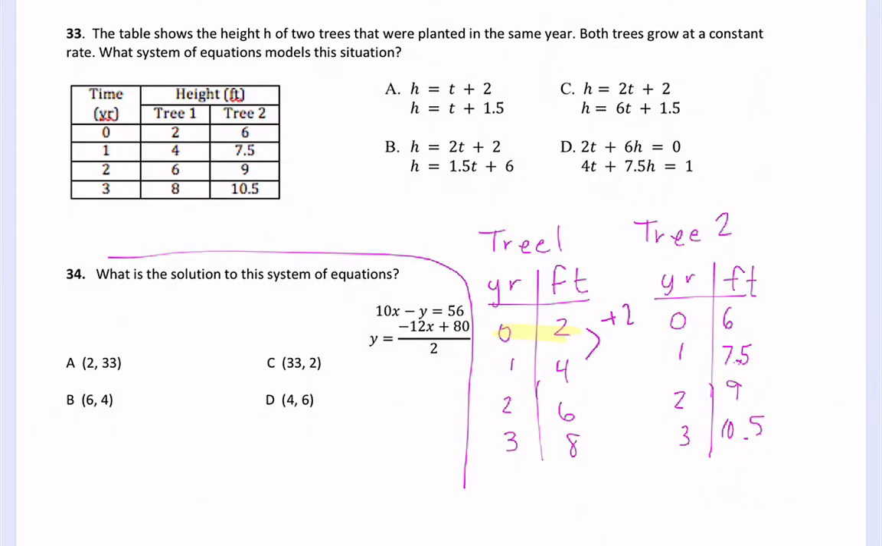All right, now let's look at tree 2. Let's find its y-intercept. So the y value when x is 0. So this tree started at 6 feet. Now I need to find its rate of change. At what rate is this tree growing? So I know each year it went from 6 to 7.5 to 9 to 10.5. So I know that this tree is growing by 1.5 feet. So why is that helpful?